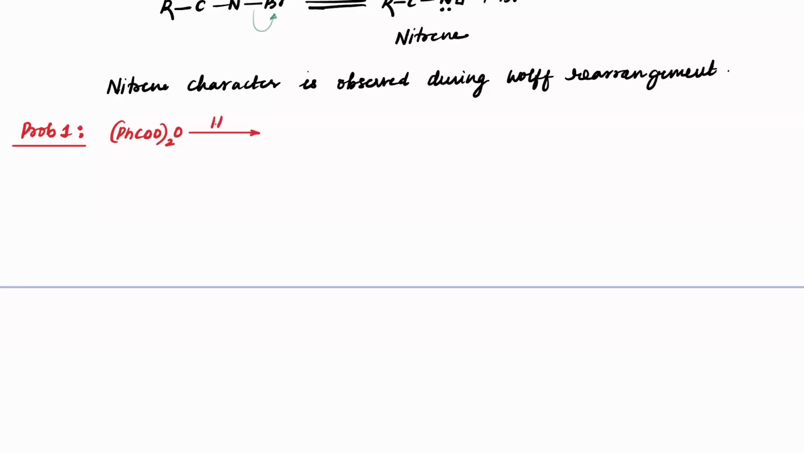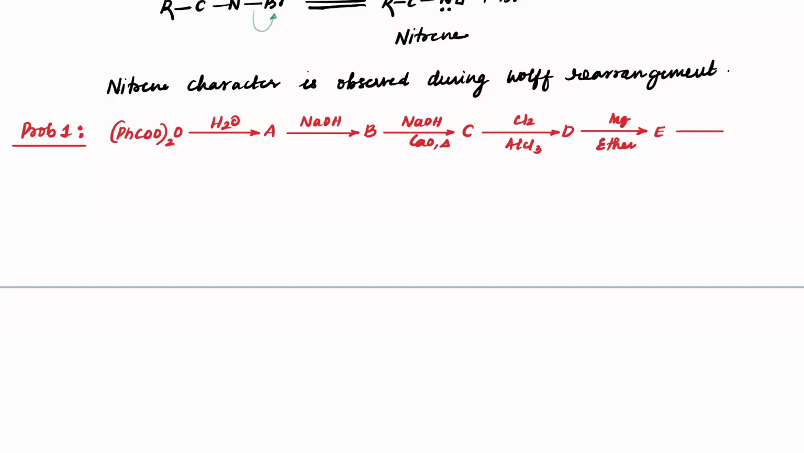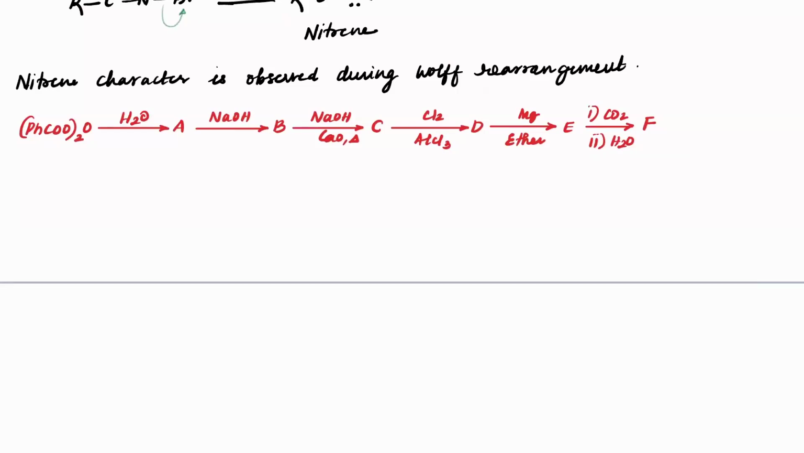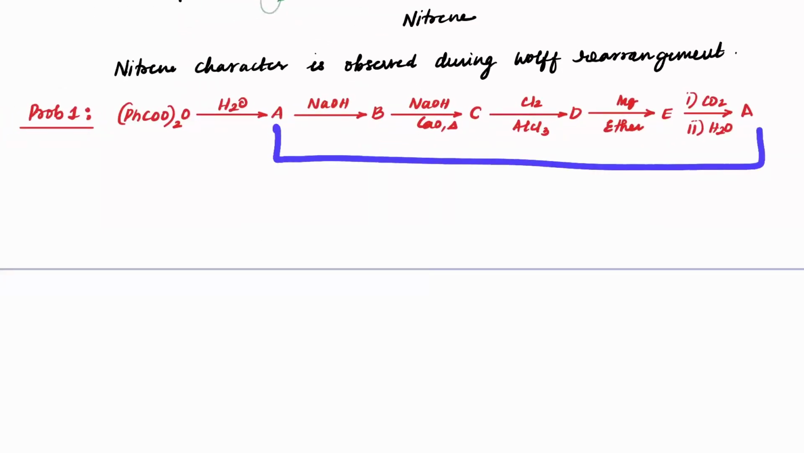and if you hydrolyze it, let's say I get a compound A. That compound A, when you react with NaOH, will get compound B. And that B, I react with NaOH and CaO and heat, I'll get compound C. And that C, if you react with Cl2 in the presence of AlCl3, I'll get D. And this D, if we react with magnesium and ether, we will get E. And this E, if you react with carbon dioxide followed by hydrolysis, we will get F. So we need to find out A to F. What are all the products here?